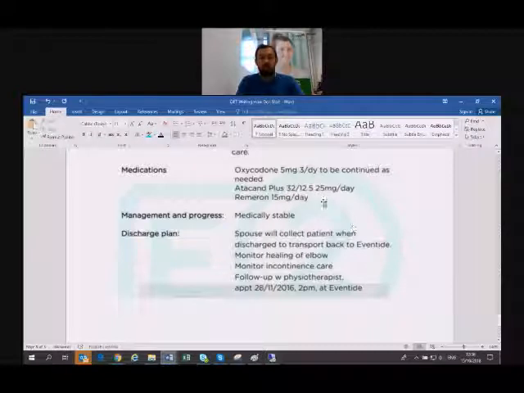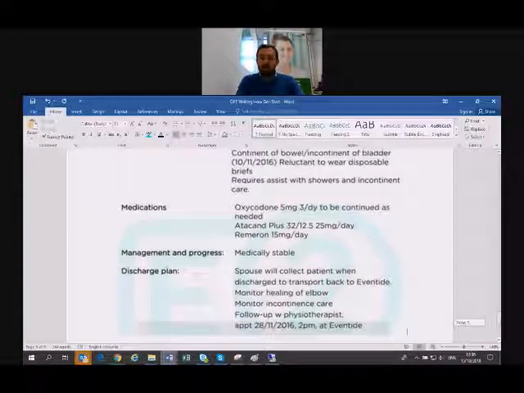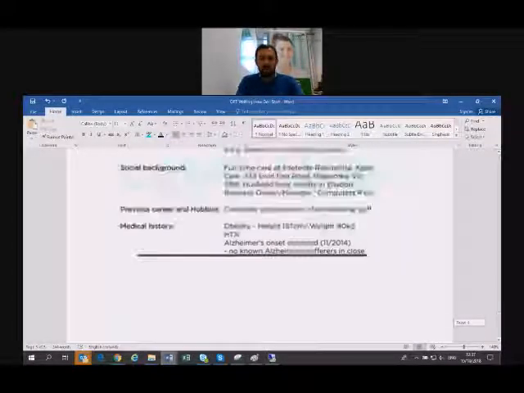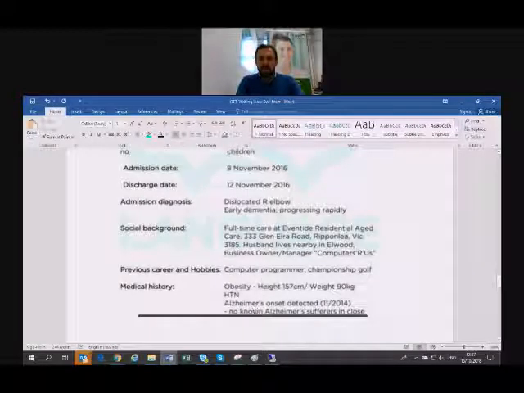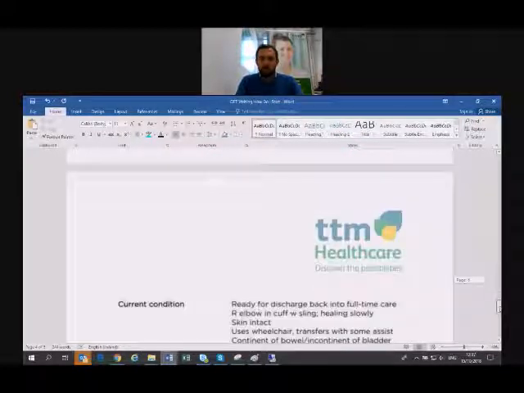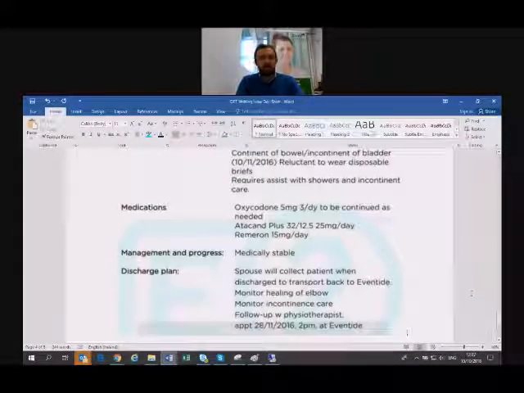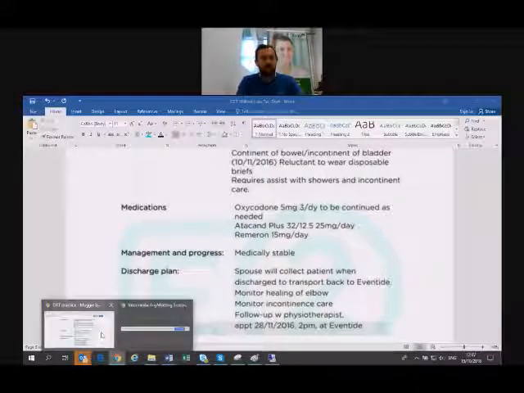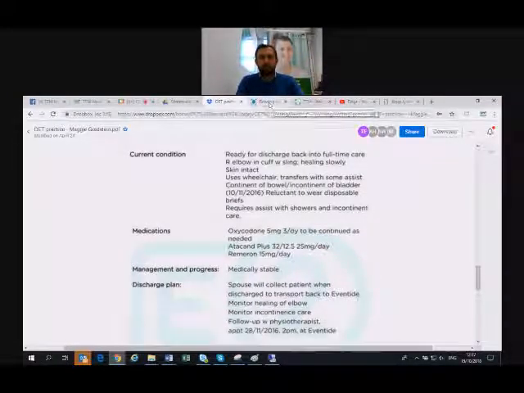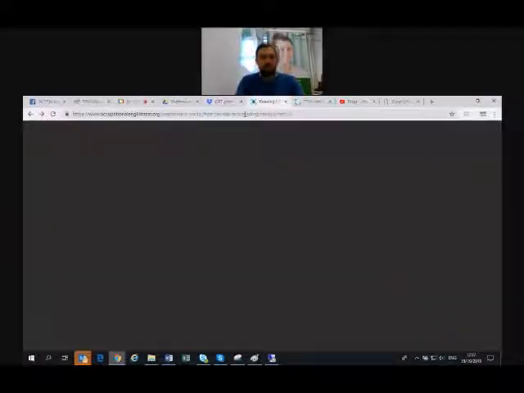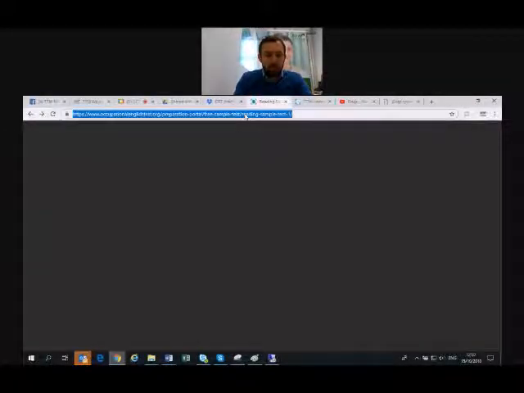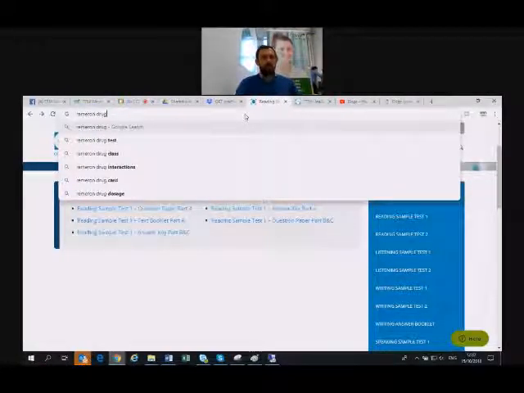Medication. I think that's important. But are any of these related to previous illnesses? Atacand and Remeron, are they related to Alzheimer's or anything like that? Remeron, that sounds like some kind of Alzheimer's to me. Let's go and have a look. Remeron, let's have a look.